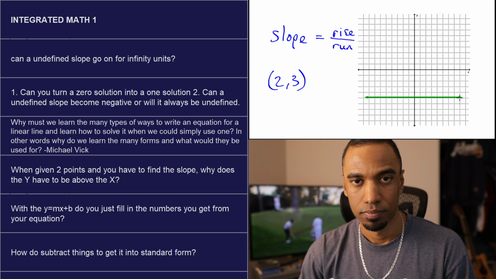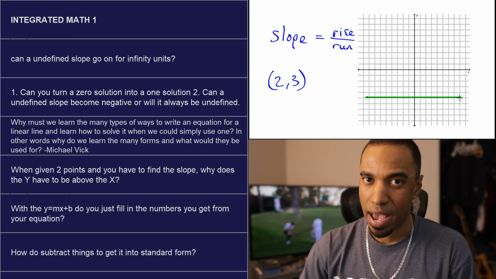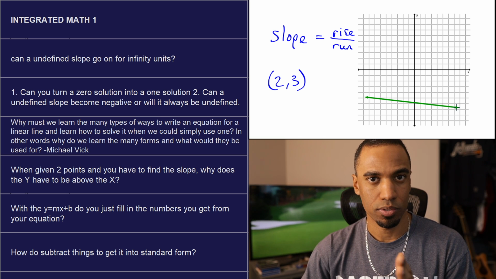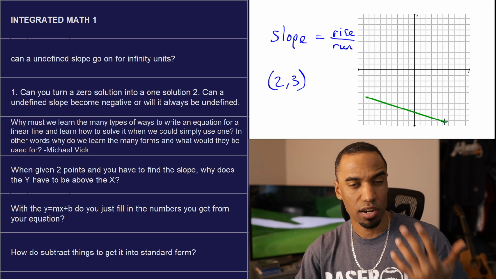You can get a 0 slope, and 0 slope is flat, and then past 0 are the negative slopes. So it's kind of just like a number line. Get closer to 0 until you hit negatives. So that's kind of a nice way to do it.